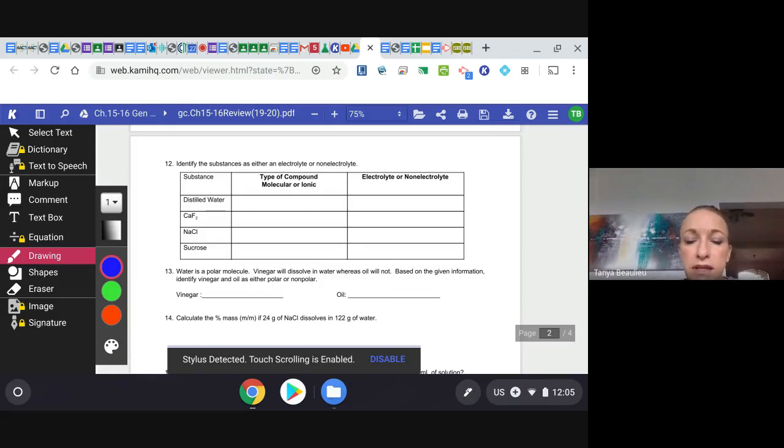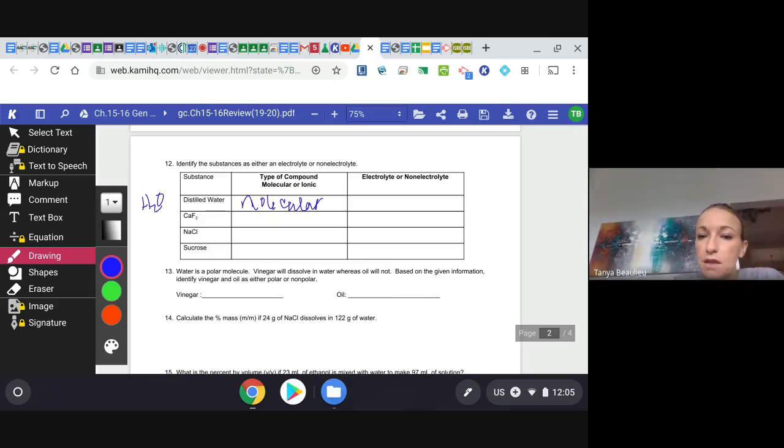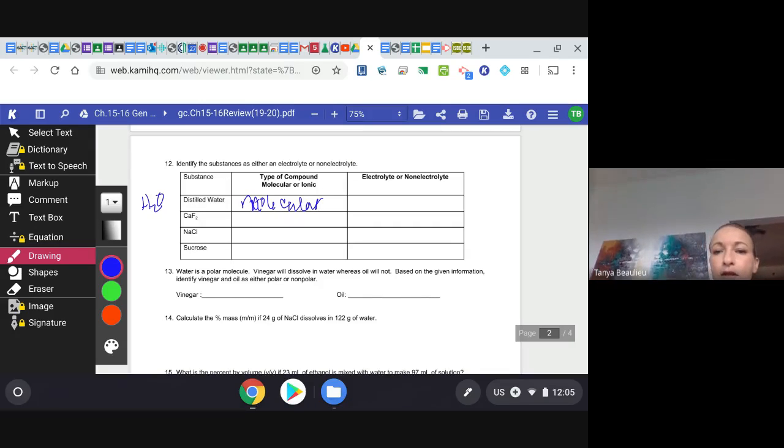Compounds that are molecular start with a non-metal. So for example, distilled water is water. That starts with a non-metal. Hydrogen's a non-metal. So this is going to be a molecular substance. And then molecular substances do not dissociate in solution, so they're always going to be non-electrolytes.